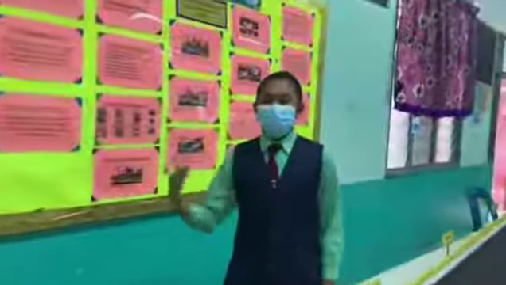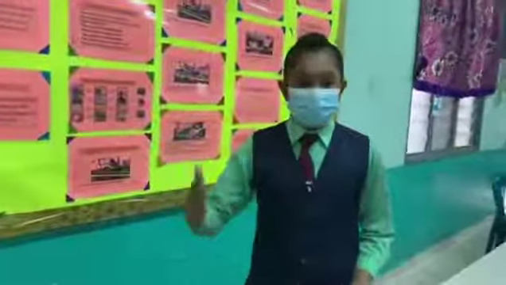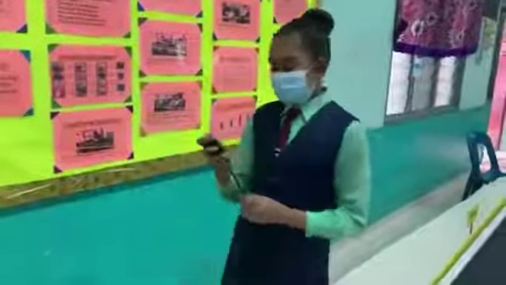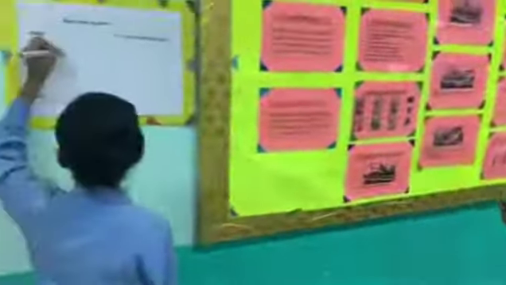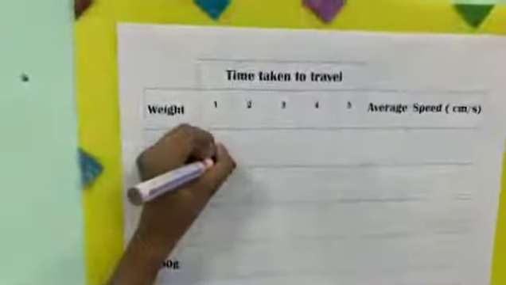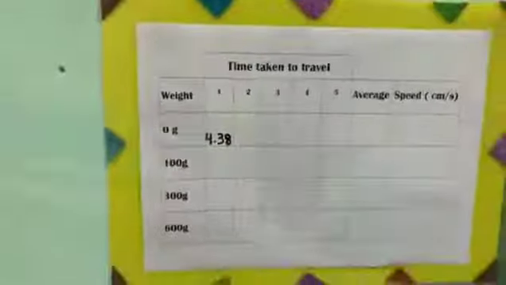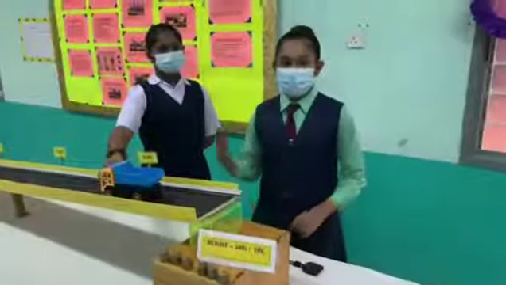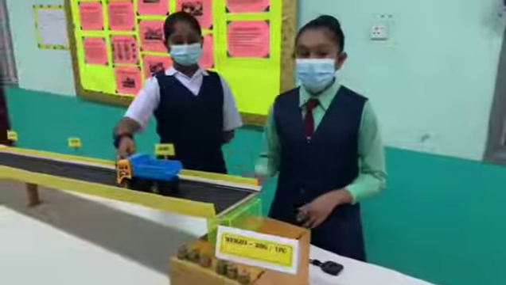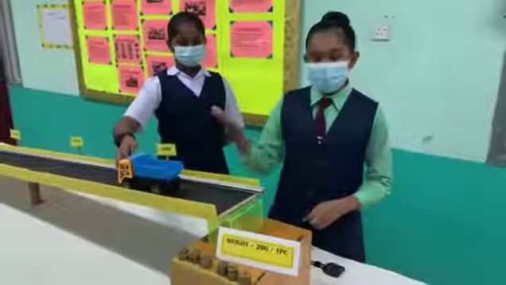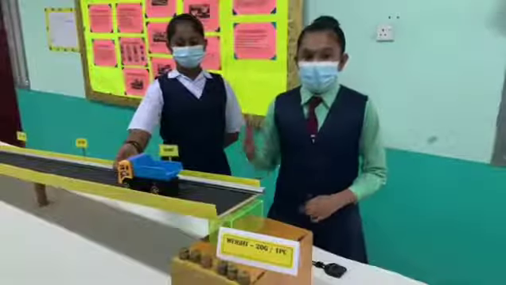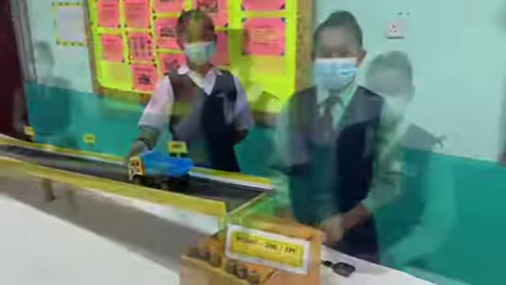Step 4. The time was calculated and noted in the table after the model truck reached the ending point. 4 seconds and 38 milliseconds. Next, the steps from 1 to 4 were repeated by increasing the load to 100 grams, 300 grams and 600 grams. Next, the steps were repeated 5 times for each load.